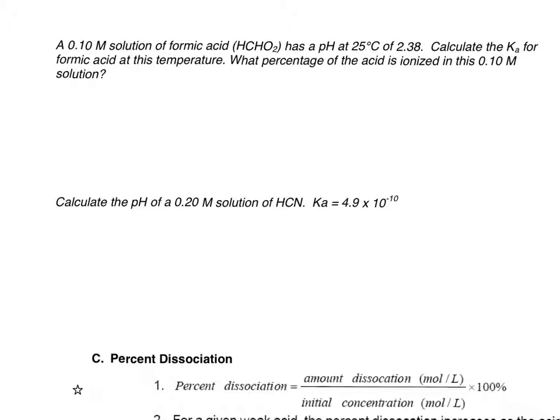So here's an example problem. We've got formic acid. It gives us the pH, it gives us the molarity of it. It wants us to calculate the value for Ka and find the percentage of the acid that is being ionized in the solution. So again, first thing we're doing is writing a chemical equation.